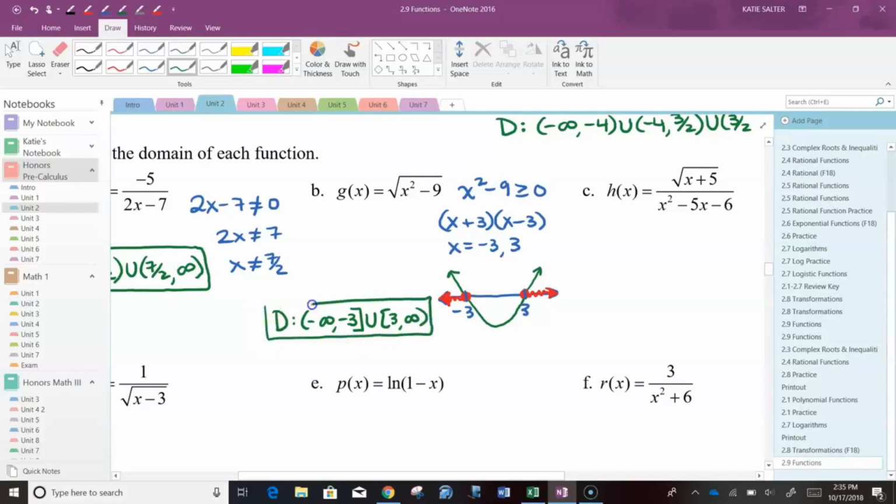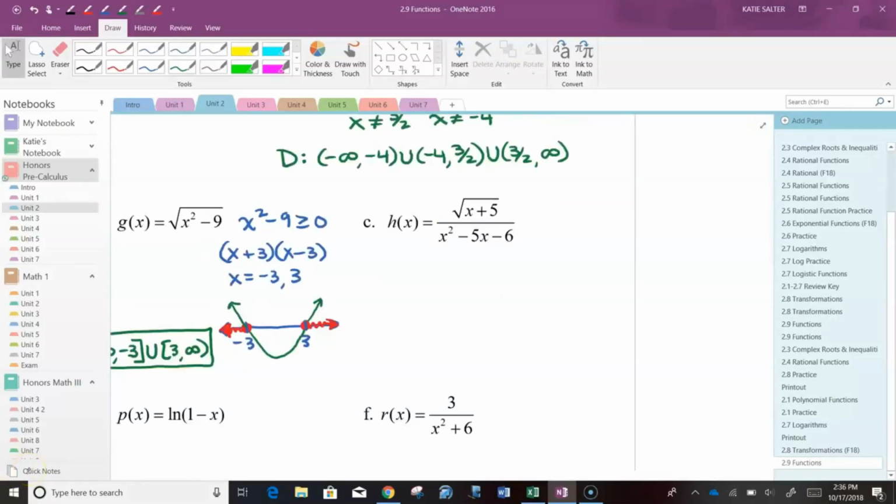If you were to take a number like 0 and substitute it into this function, we would end up with the square root of negative 9. And we know in the real number system, we cannot take the square root of negative 9. So you can always test your domain and make sure that it works out.